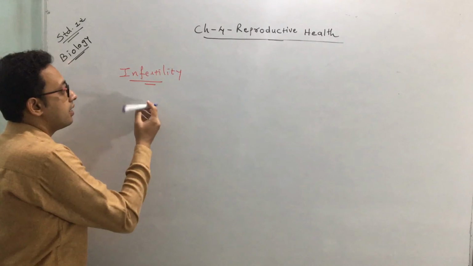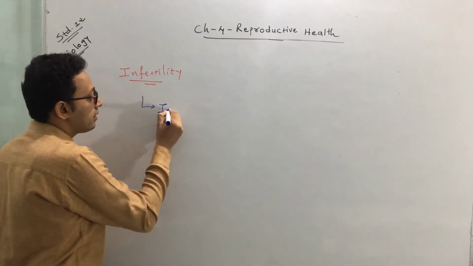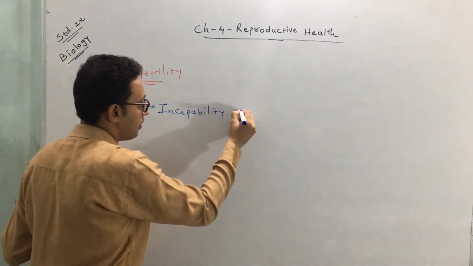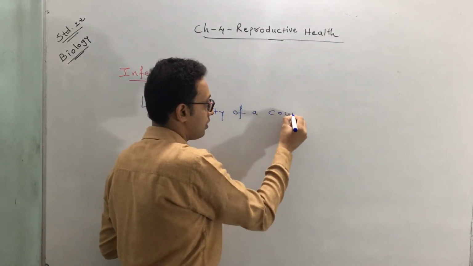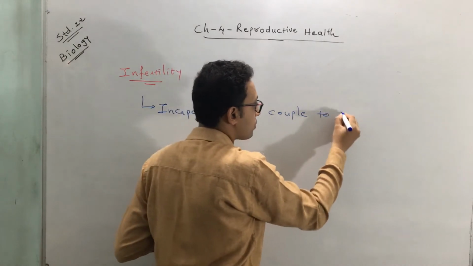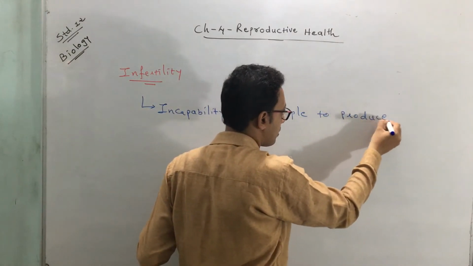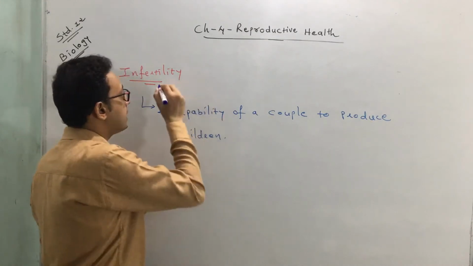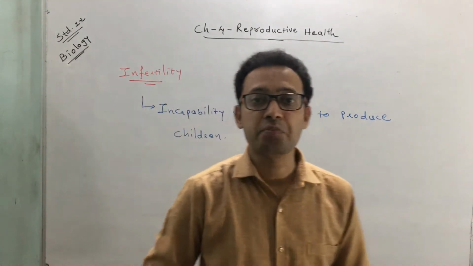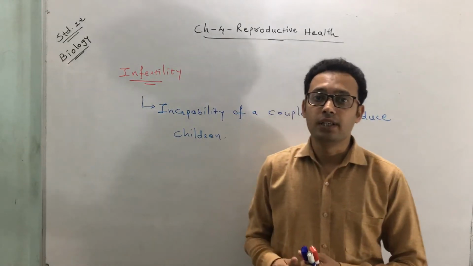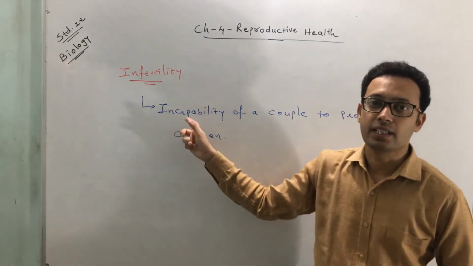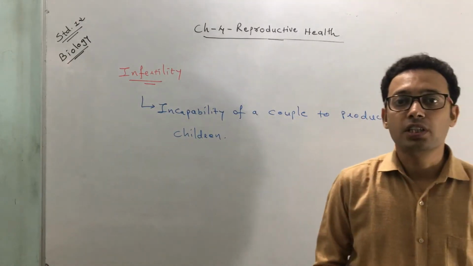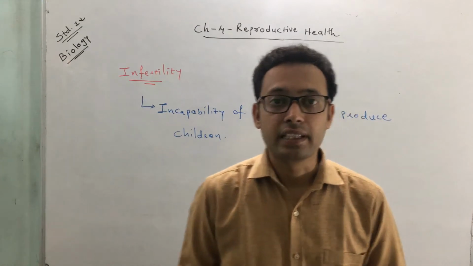Infertility, that means incapability of a couple to produce children. So this is called infertility, a major problem in the world now. Okay, so what is infertility? That is the incapability of a couple to produce children. That's called infertility.